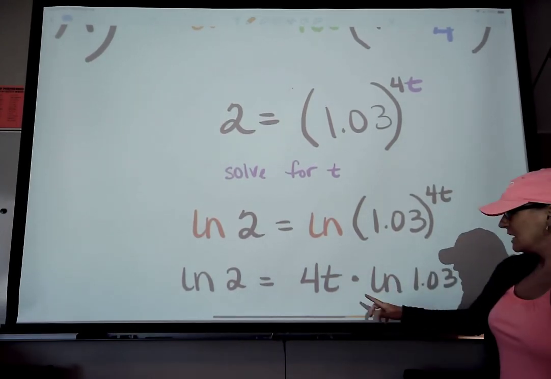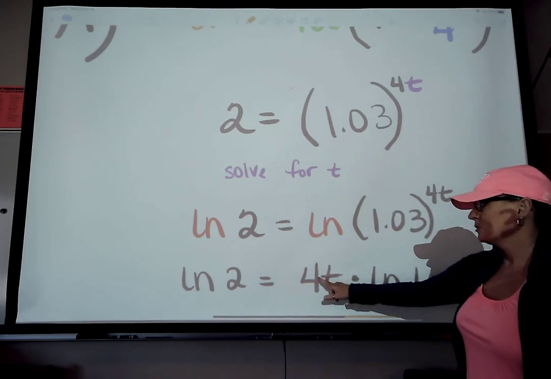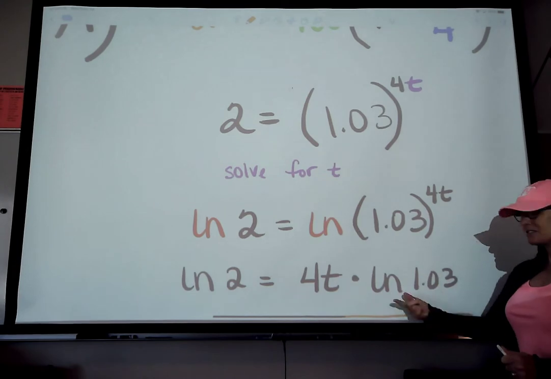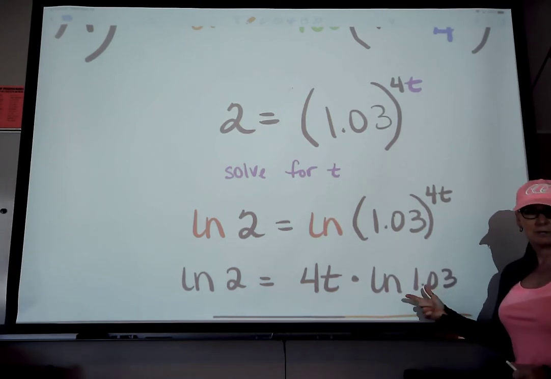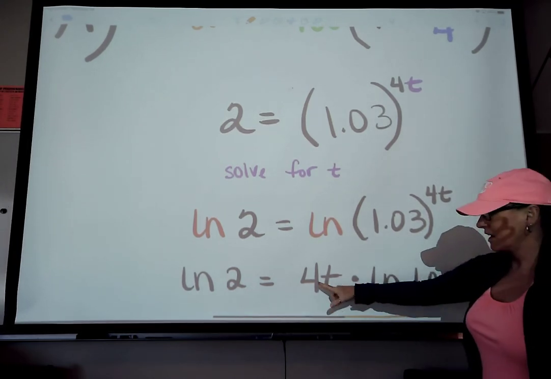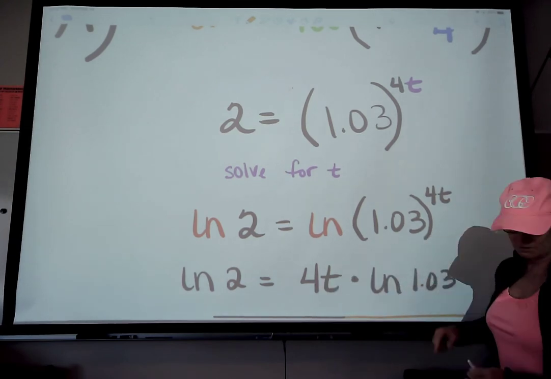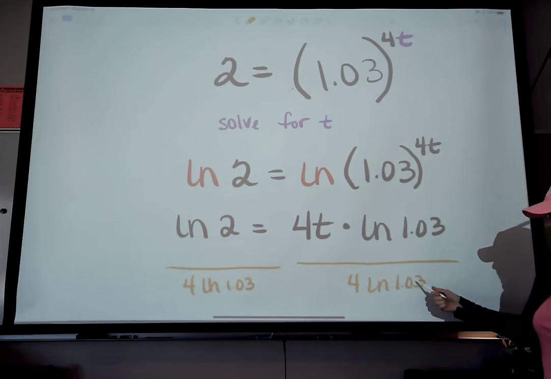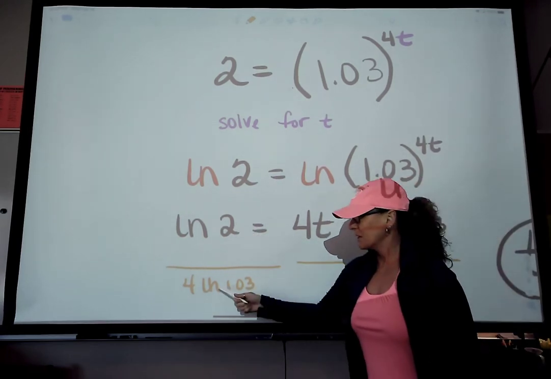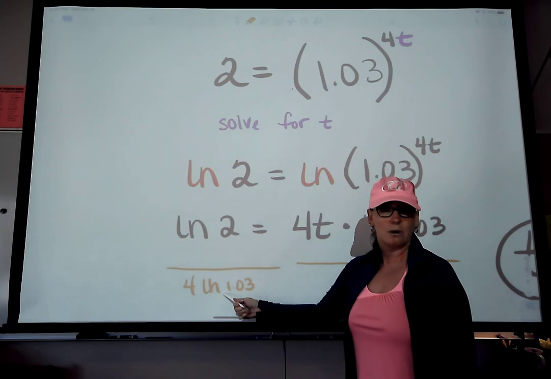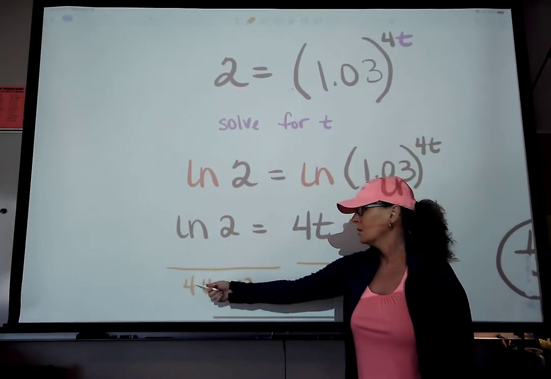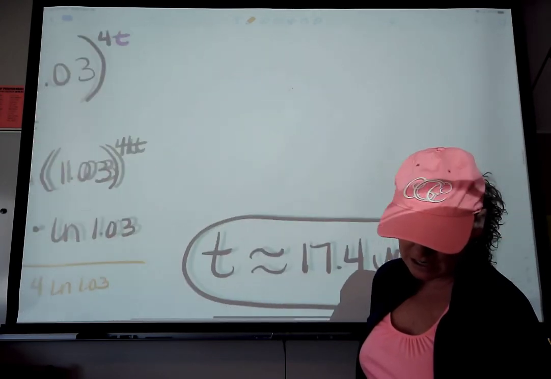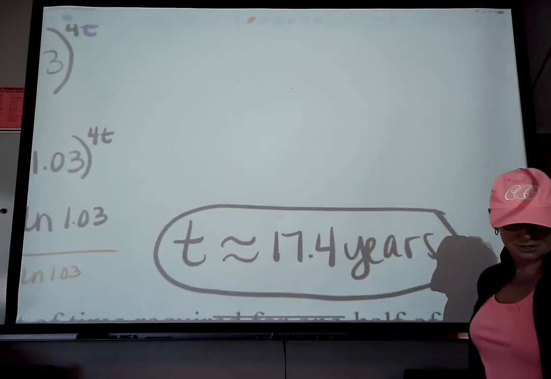I'm solving for T. What's going on right now? T is being multiplied by 4. It's also being multiplied by whatever number this is. I don't know what this is. I don't care what it is, but it's just a number. So let's divide by the 4 and that number. Let's divide by the 4 and the ln 1.03. Careful, use parentheses. And I solved for T and I got 17.4 years.